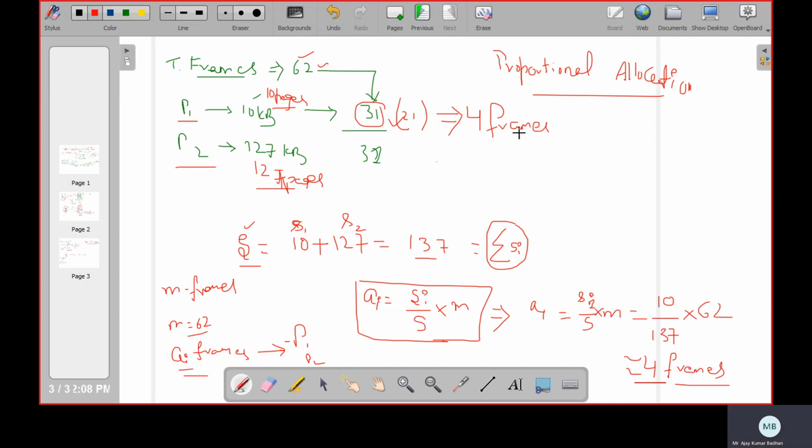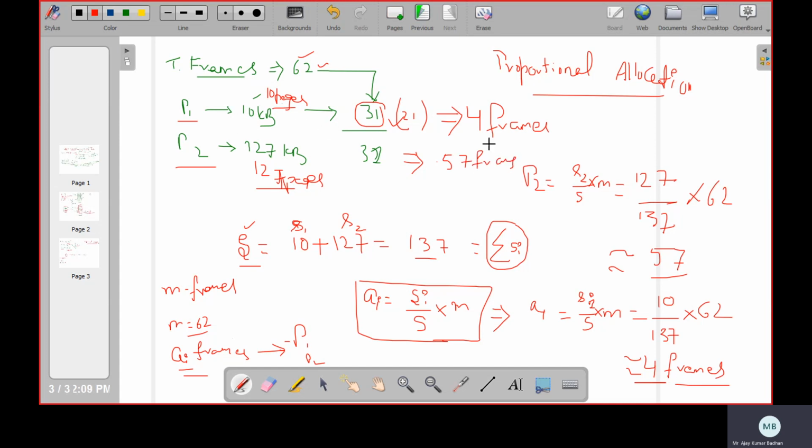depending upon its size. And what about the process P2 then? Same. So P2 equals S2 by capital S into M. So what is the value of S2 we have here? 127. So 127 by 137 into 62. If you work it out, you will get approximately 57, if I'm not wrong. So this time, as per the size, I have allocated around 57 frames to process P2.